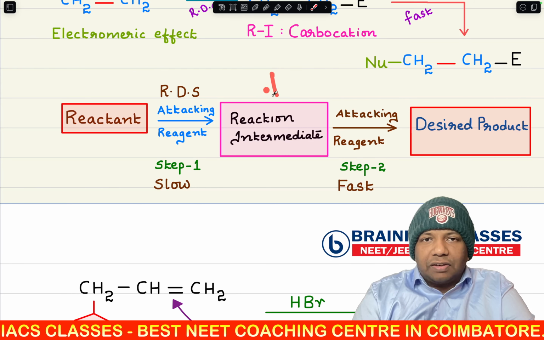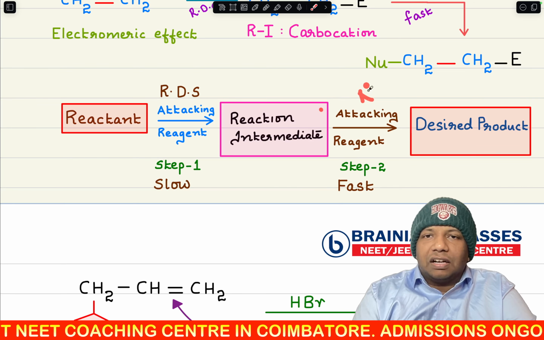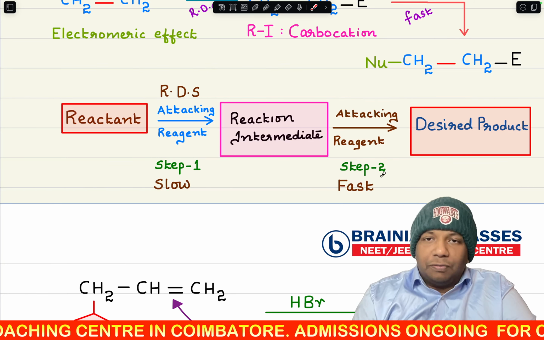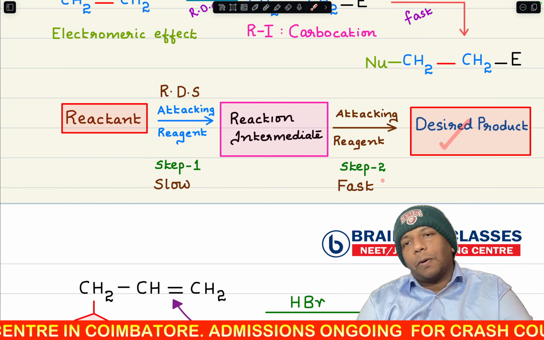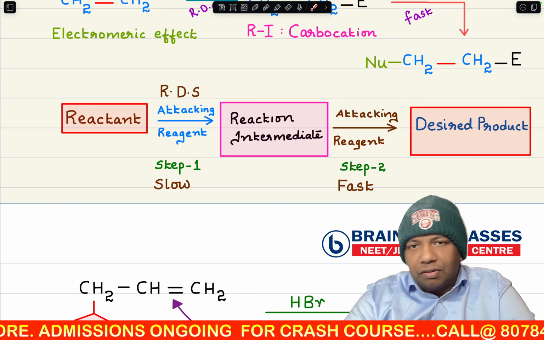And it forms the reaction intermediate. Then what will happen? This reaction intermediate is further attacked by the nucleophile, and it is a very fast step and forms the desired product. This is the fundamental mechanism with which electrophilic addition reaction occurs.